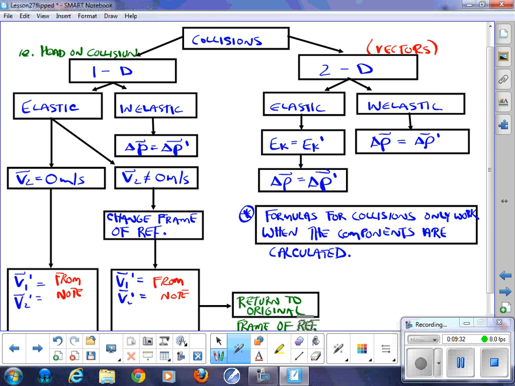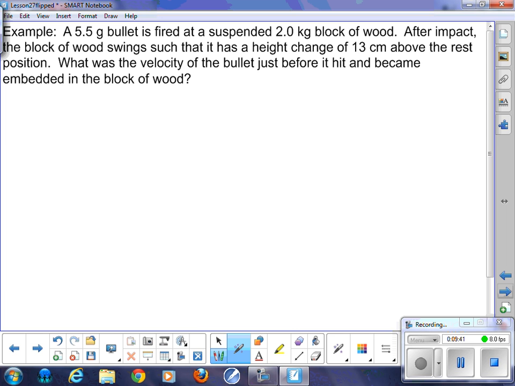All right, some of you are not even going to look at this chart again, and some of us will return to it to help decide how to deal with a particular word problem or situation. So let's take a look at a couple of examples here. So a 5.5 gram bullet fired at a suspended 2 kilogram block of wood. So this is what we call the bullet pendulum.